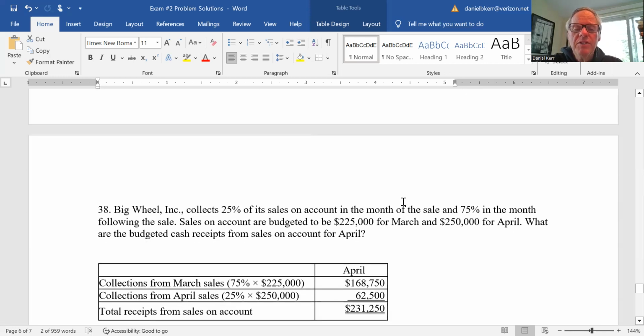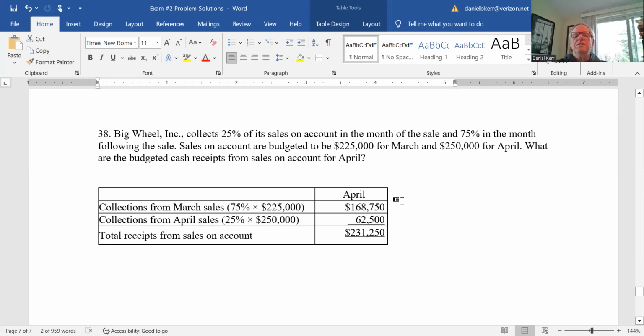And the last one, this was a very easy question. I thought it was an easy question too, but some of you got really freaked out by, or confused, is a better word than freaked out, by the amount of the revenues and the percentages here. So they collect 25% of its sales on account in the month of the sale and 75% in the month after. So they want to know what the amount collected was in April. So in April, you're going to collect 75% of March's sales, which were 225, and you're going to collect only 25% of April's sales, which were 250.